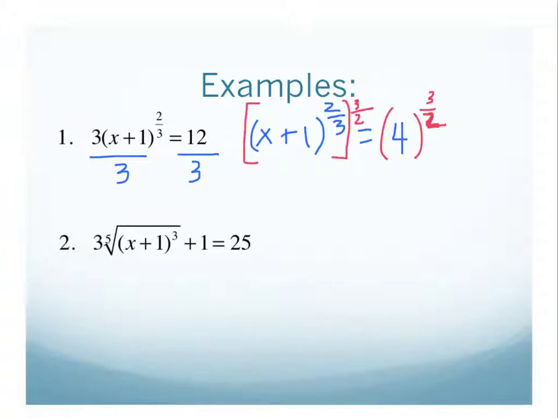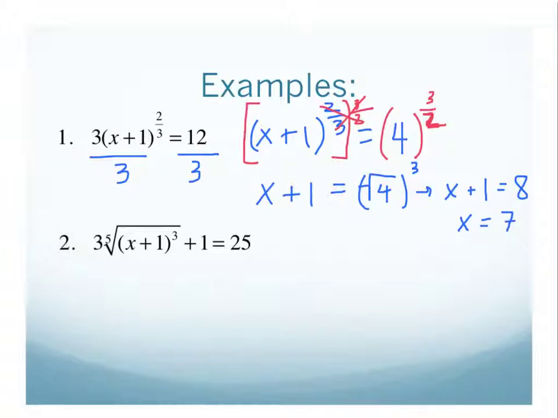And look what happens here. Power of a power with exponents, power of a power multiply. Well, the 3's and the 2's cancel. So now you have a 1 there. So you have x plus 1 to the first power, so just x plus 1. And then on the other side you have 4 to the 3/2 power. So that's the square root of 4 raised to the 3rd, or 2 to the 3rd, which is 8. So I have x plus 1 is equal to 8, and x is equal to 7.